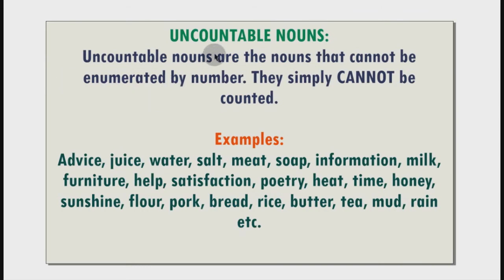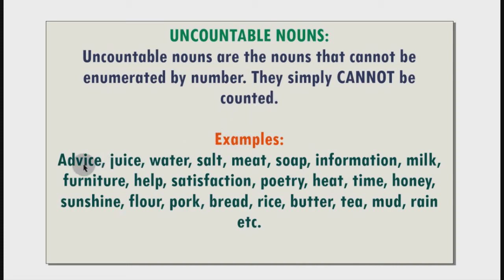Now let's come to uncountable nouns. Uncountable nouns are the nouns that cannot be enumerated by number. They simply cannot be counted. Uncountable nouns cannot be counted, and that is why they are described as uncountable.